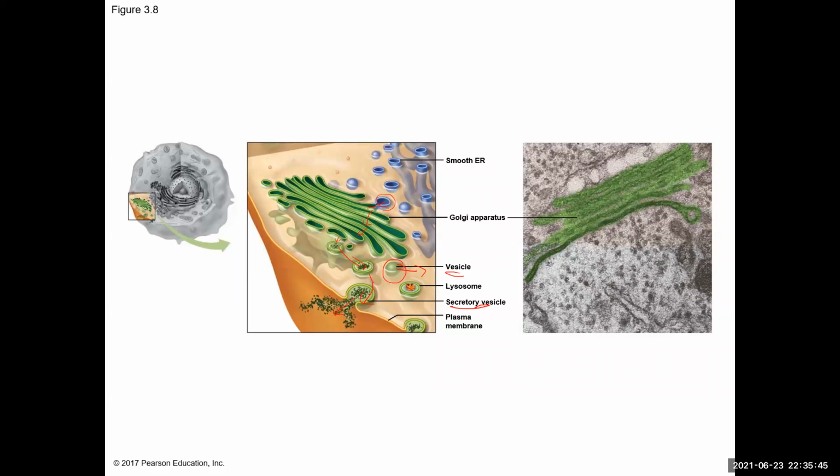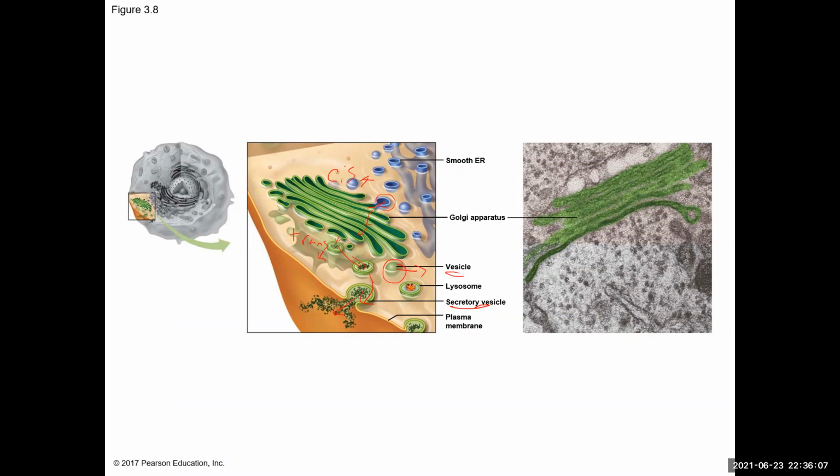Okay. This is often referred to as the cis side and the trans side of the Golgi. So cis is the one that's closer to the interior. Trans is the side that's closest to the exterior of the cell, and it's basically the receiving side and the shipping side of the Golgi apparatus.